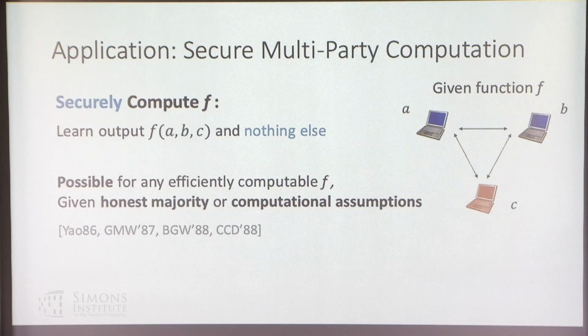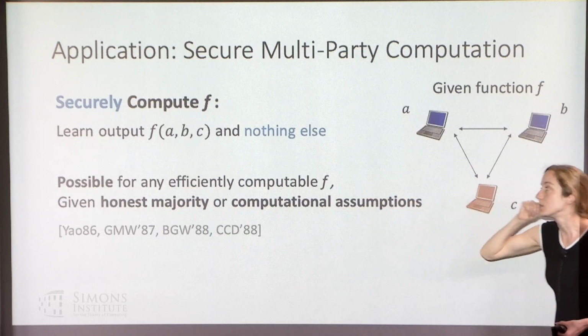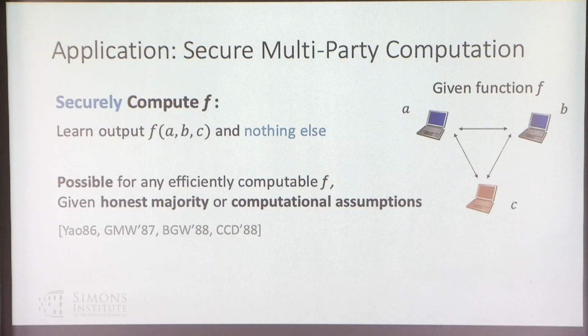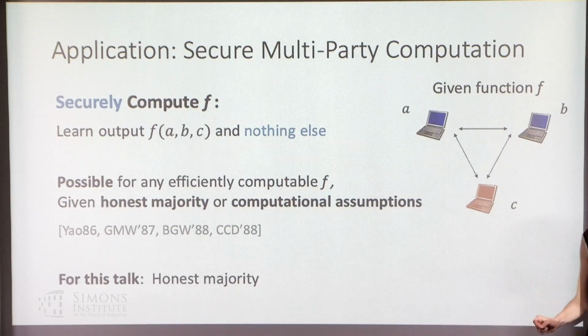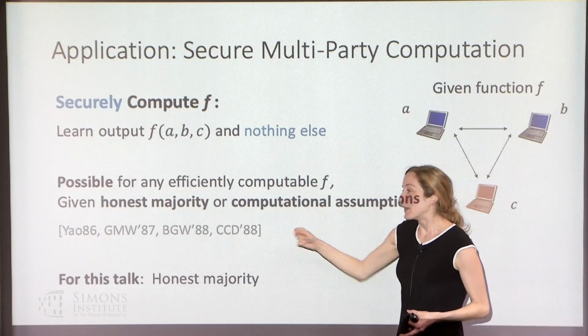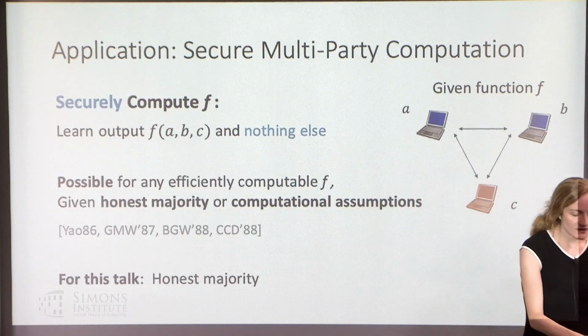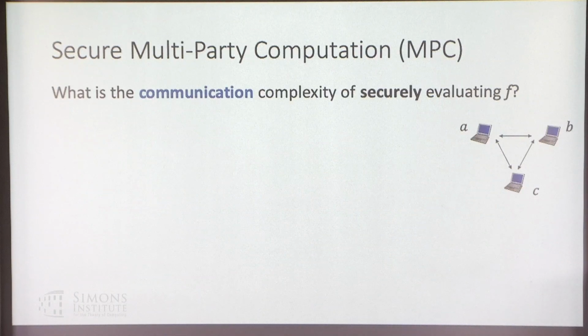Okay, so beautiful results, feasibility results back in the 80s. We know that this is possible for any efficiently computable f. We can do this, assuming either honest majority or computational assumptions. For this talk, I'm only going to be talking about the honest majority case. So here you can hope to actually get information theoretic security, but I'm going to be kind of interested in practicality. People who know me might question that a little bit, but I'm interested in constants and things like this, so we'll toss in, for example, PRGs.